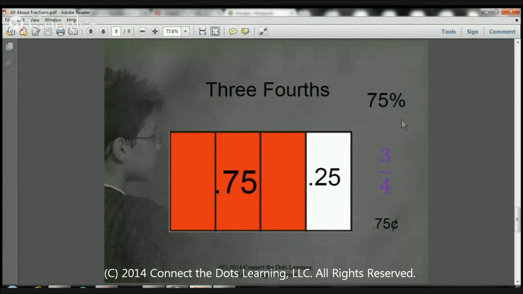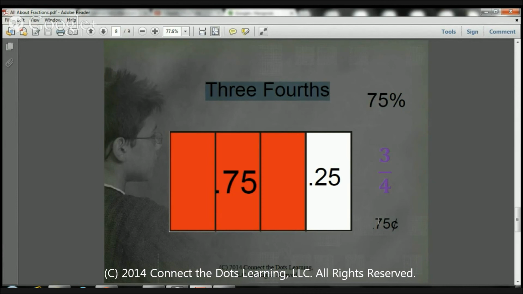Okay, next one. Here we have 3/4. As you can see, we've got 3 boxes shaded, and each one is 0.25, remember? So here we have 0.25, 0.25, and 0.25. If you add those up, you are going to get 0.75. That's why I've got that big 0.75 inside those 3 red pieces. And then this white piece is 0.25. So again, the 3 is the numerator, the 4 is the denominator, and we have 3/4.